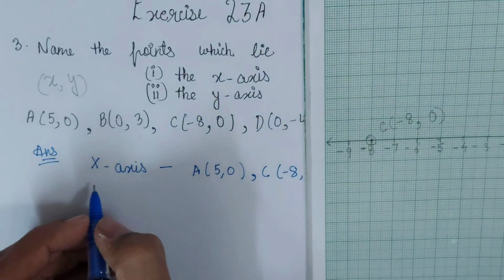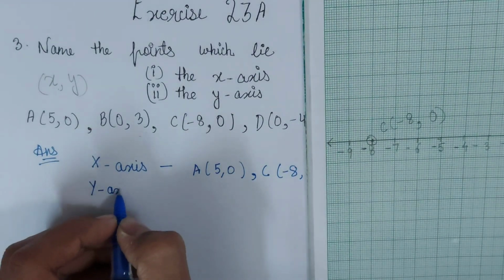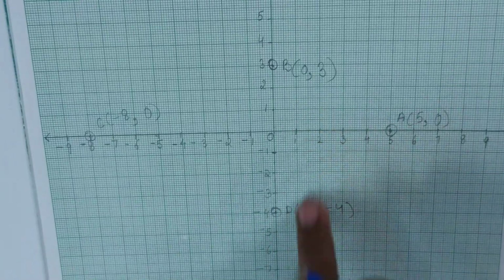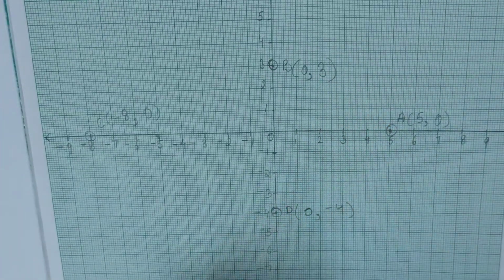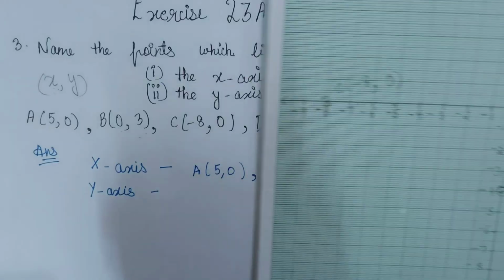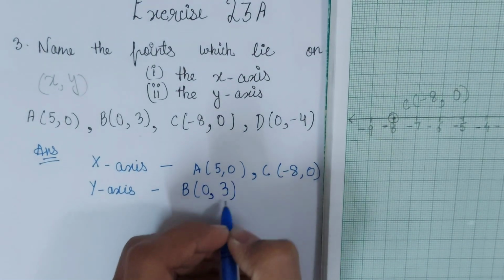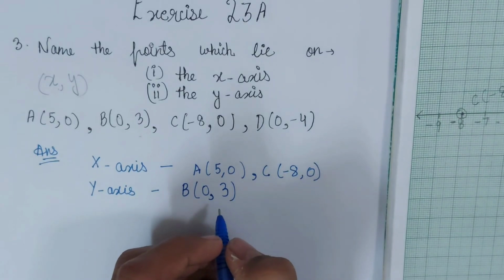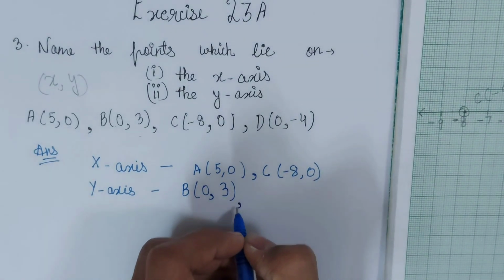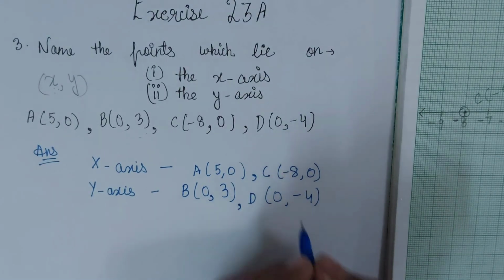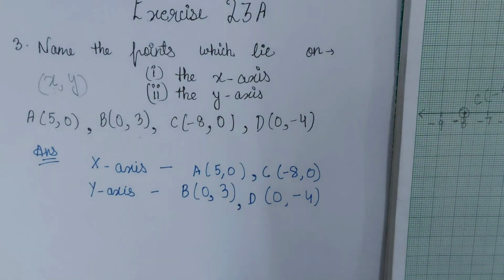Then we have to write down now the points that lie on the y-axis. Look here, 2 points here as well, B and D. B is 0 comma 3 and D is 0 comma minus 4. So B you write down, that is 0 comma 3, and D you write down, this is 0 comma minus 4. I hope it's clear. These are the only points that have been given to us, so this is it now. This question is solved.